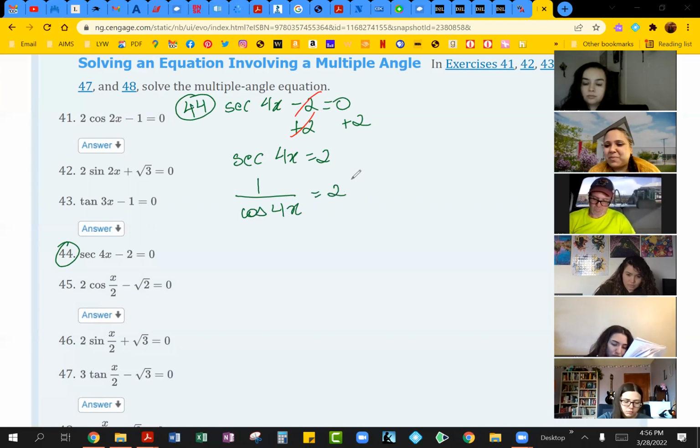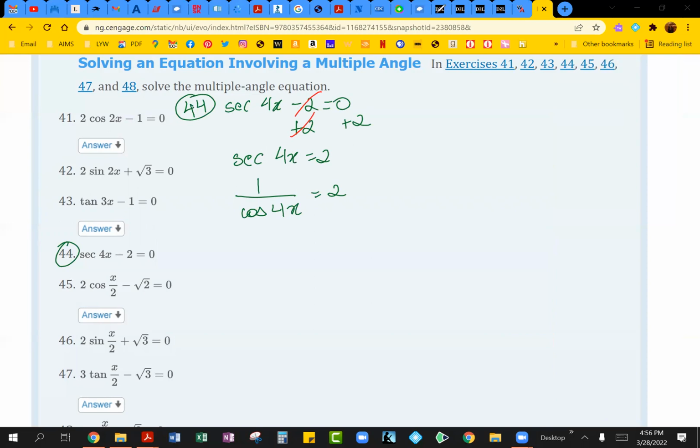And this will again take a little bit of algebra to clean this up. So if you're comfortable doing this, go ahead and do this. But if you're not sure how to do this, then you can watch me. So here, since your cosine of 4x is in the denominator, we basically really need to switch places between the 2 and the cosine of 4x. So start by multiplying both sides by the denominator, cosine of 4x.